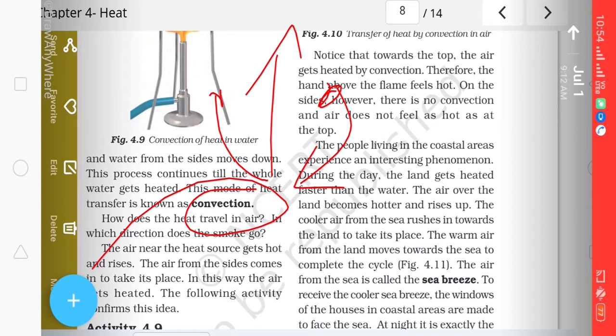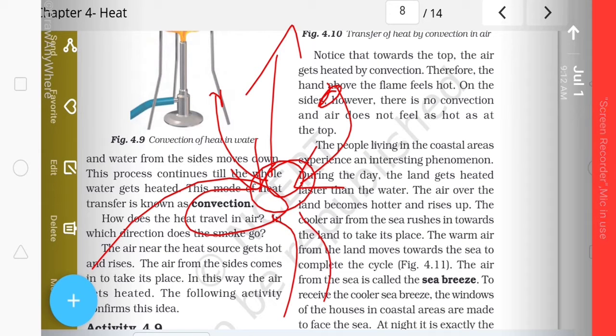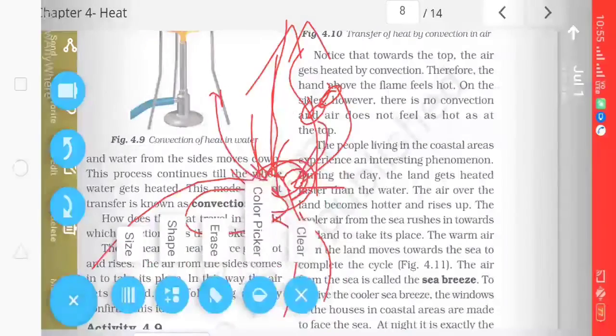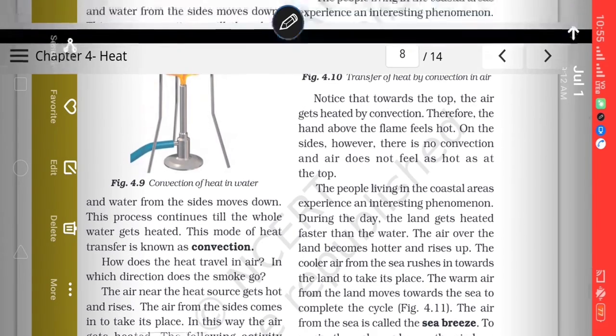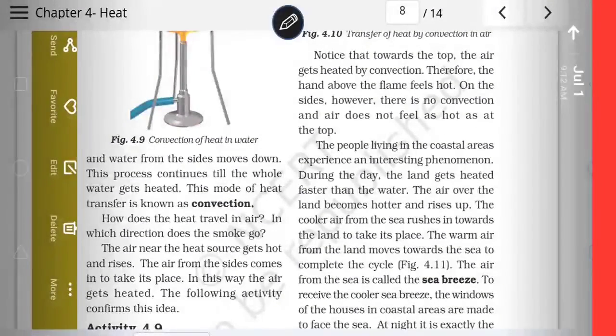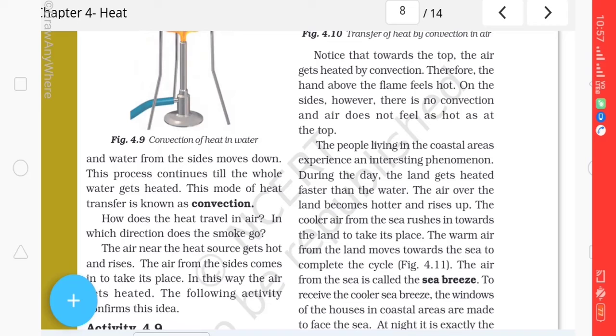And then again this cold water will get heated here because there is a flame here. Again this hot water will go up. Again the colder water will come down, get heated, and go up. In this way the process of transfer of heat takes place in water. So this is known as convection. In the same way, heat is also transferred in air by the process of convection.